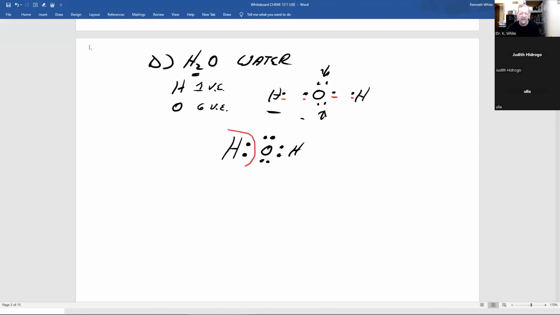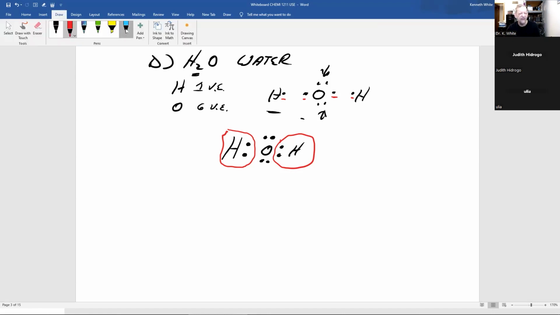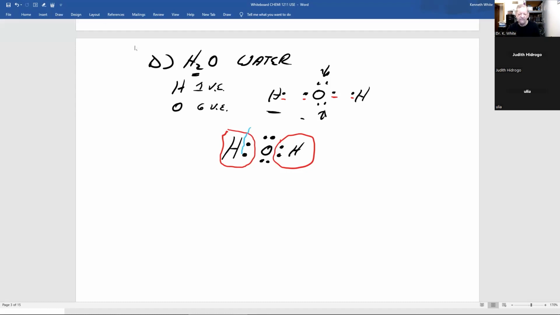If you notice, shared and unshared electrons, valence electrons, that hydrogen and that hydrogen each have two valence electrons. So it's happy. It has its octet. That's the one exception. The octet is two. But now if we look at oxygen, the shared and non-bonding electrons, which is the bonded and non-bonding, I'll do in blue, it has an octet, so it's happy.